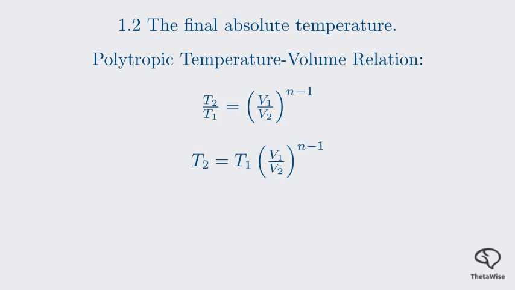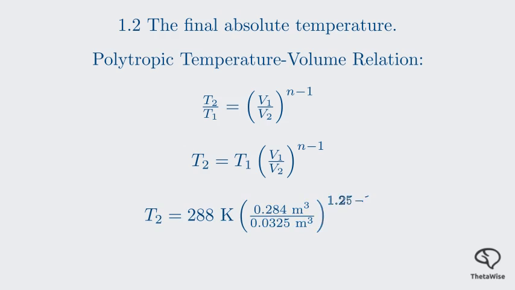Now we substitute our known values into the equation. We'll use the precise values for V1 and V2 for better accuracy. T2 equals 288, our initial temperature, times the ratio of volumes, 0.284 divided by 0.0325, all raised to the power of 1.25 minus 1, which is 0.25.